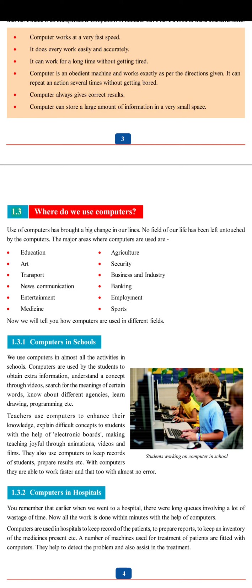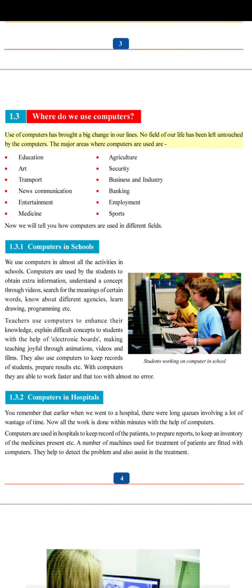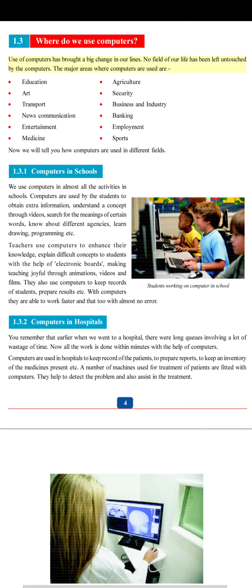1.3. Where do we use computers? Use of computers has brought a big change in our lives. No field of our life has been left untouched by the computers. The major areas where computers are used are education, art, transport, news communication, entertainment, medicine, agriculture, security, business and industry, banking, employment, sports. Now we will tell you how computers are used in different fields.